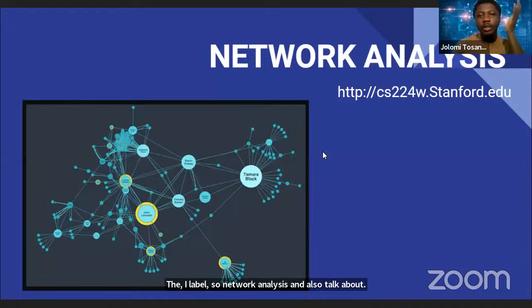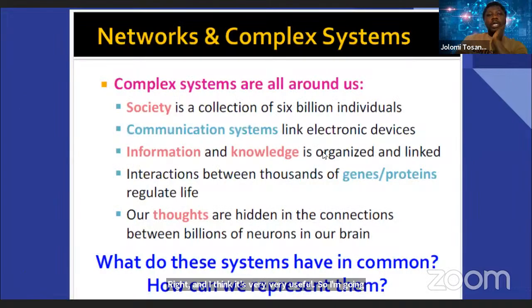So this slide is gotten from the open source Stanford CS224 course, and I think it's very useful. So what are networks and complex systems? I will start with complex systems because there's a relationship between networks and complex systems.